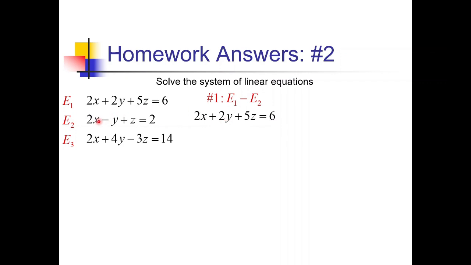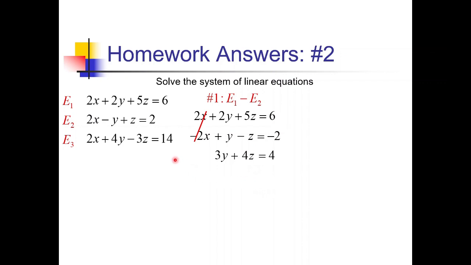E1, I'm going to copy and paste that here. And now for E2, let me negate all of these. So that's going to be -2x plus y minus z equals -2. And now just add these together. That cancels out the x's there, the two x's. And then I've got 3y plus, this will be 4z equals 4. So there's one of my two variable equations that I need to set up to go further in this problem.